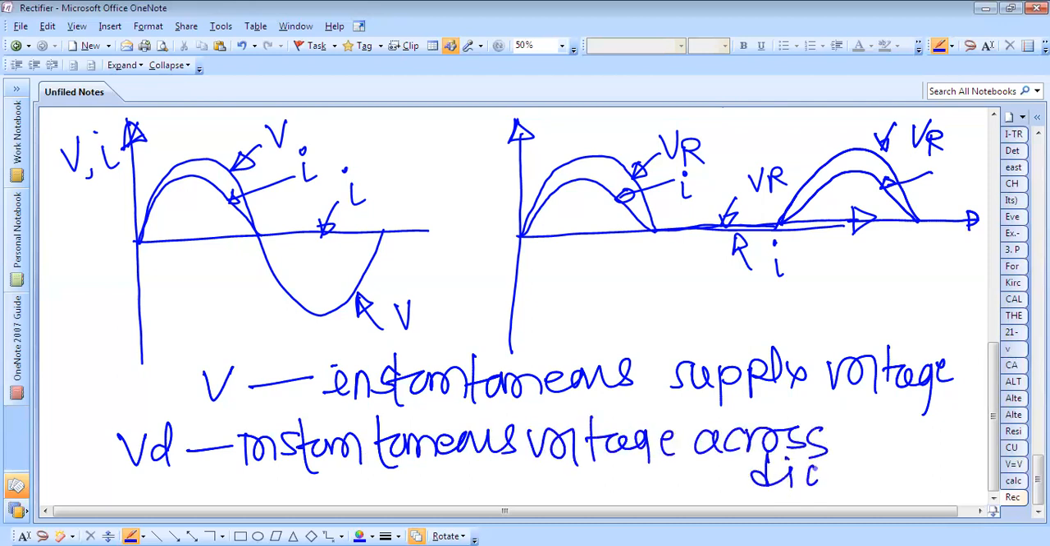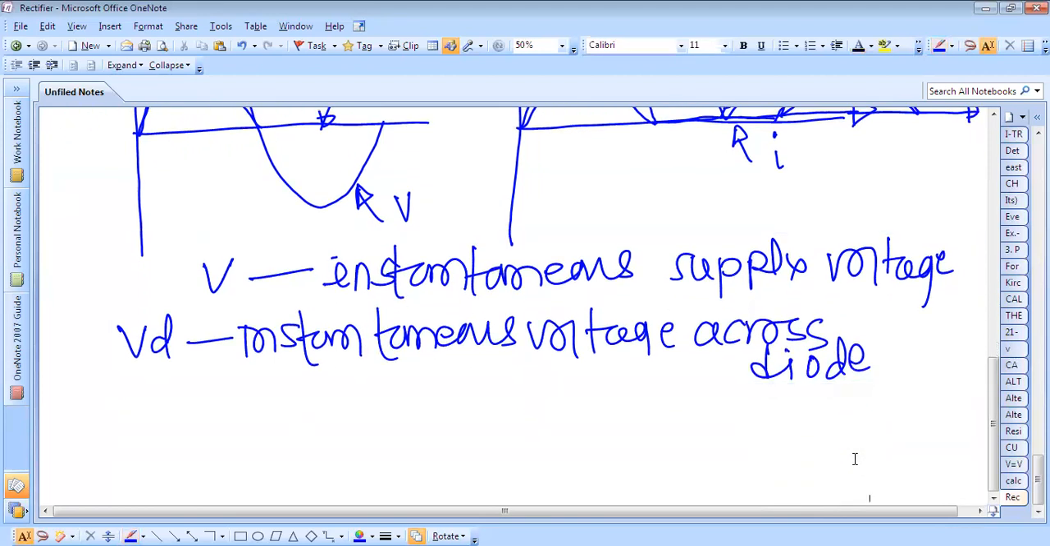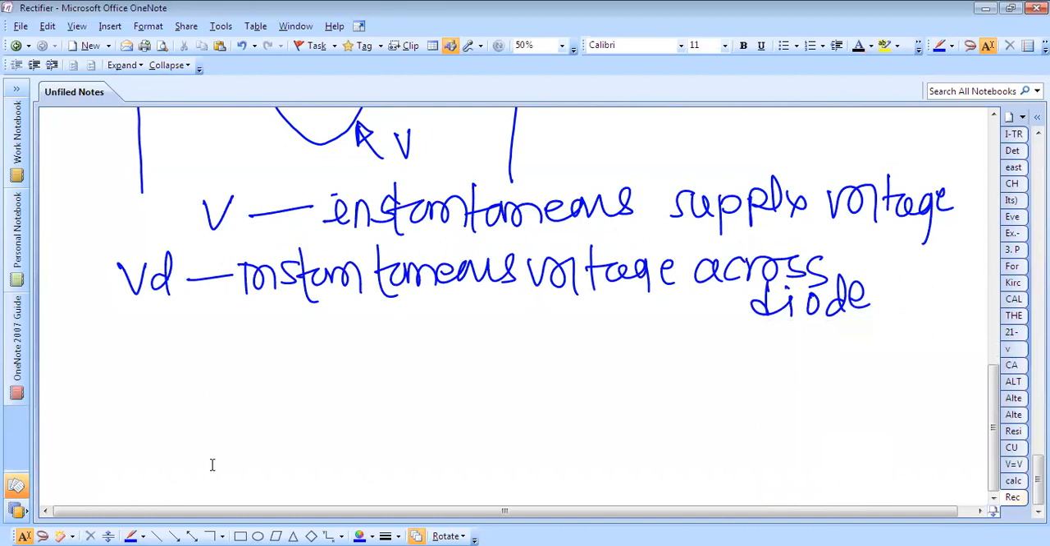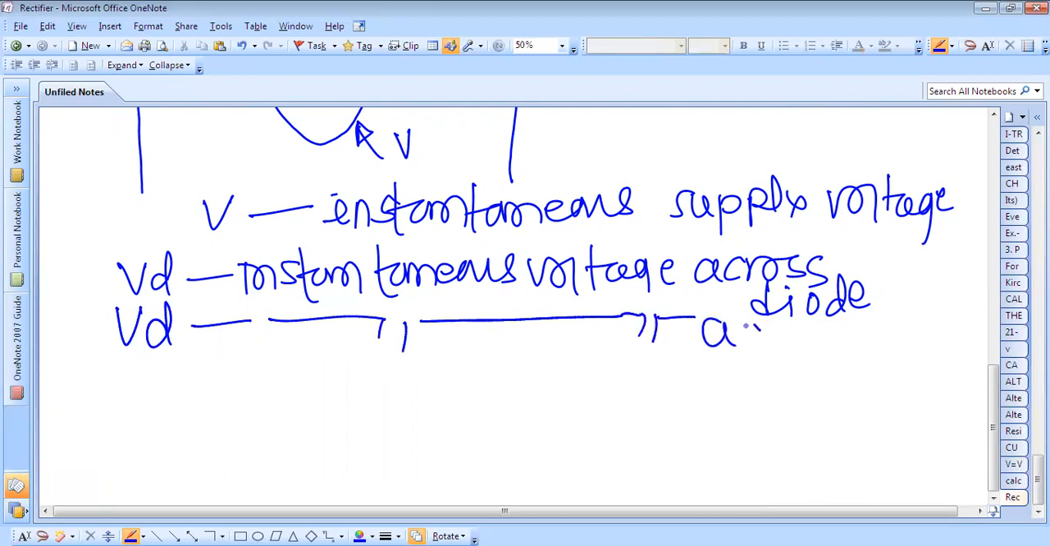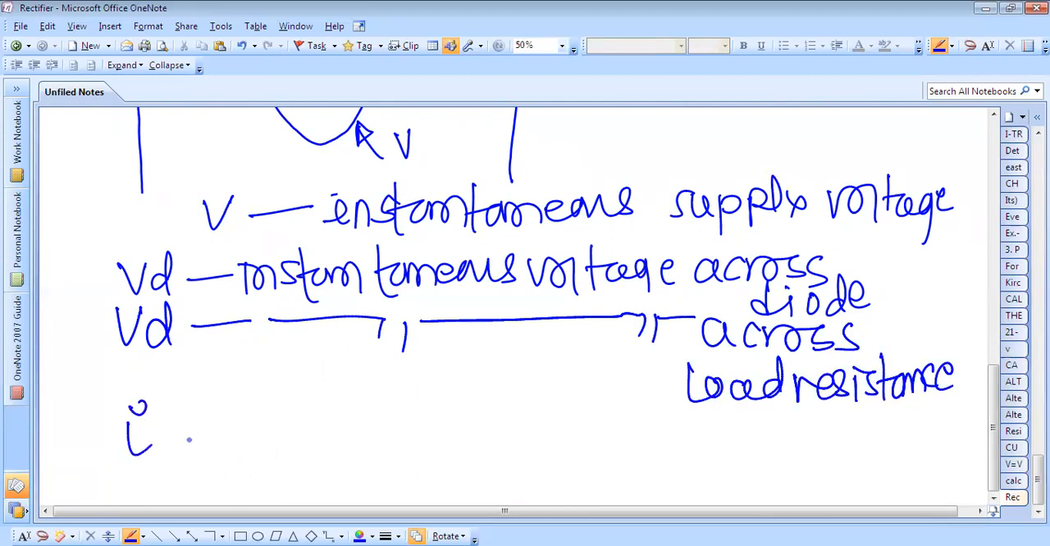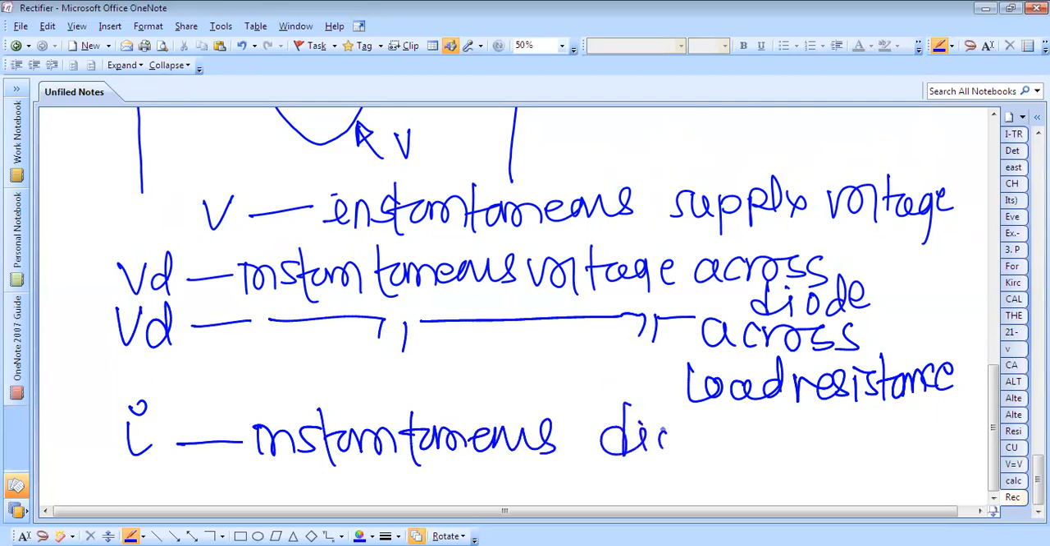Across the diode, VR is the instantaneous voltage across the load resistance, and I is the instantaneous current, the instantaneous diode current.